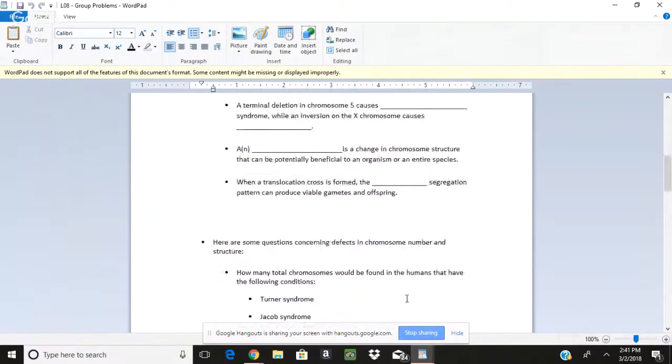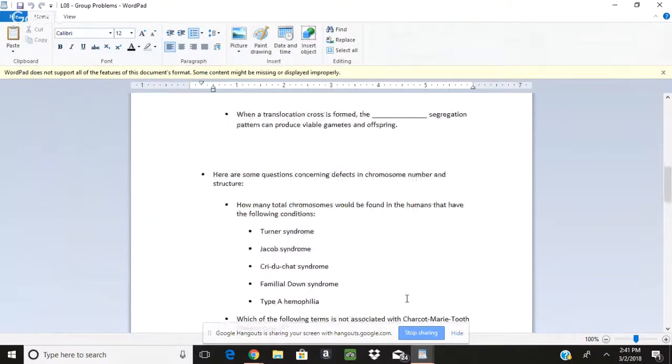All right, with question 3, Turner syndrome has a total of 45 chromosomes. That's 2n minus 1. Jacobs syndrome has an extra chromosome. That makes 47, 2n plus 1. Cri-du-Chat is still 46 chromosomes. That's just 2n. For familial Down syndrome, it's 2n plus 1. So that's also 47. And for type A hemophilia, it is still 2n. So that's 46 chromosomes.